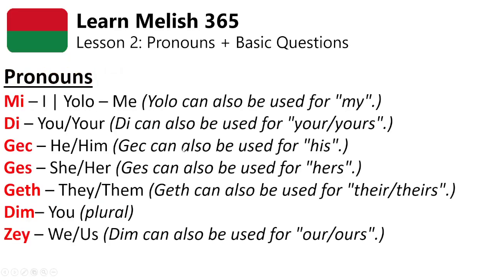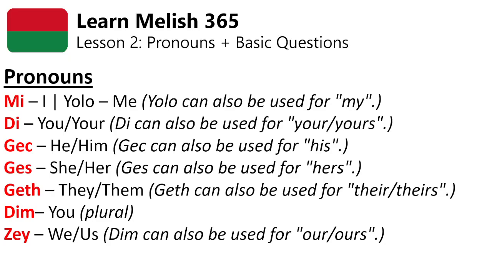Gek to say he, Gez to say she, and Gef to say they. So once again, that's Gek, Gez, Gef. One thing to know about these pronouns is that they can be used as one singular word, unlike English. So for instance, Gek means he, him, and his at the same time. It may be a little bit difficult to adjust to in the beginning, but you will get used to it.